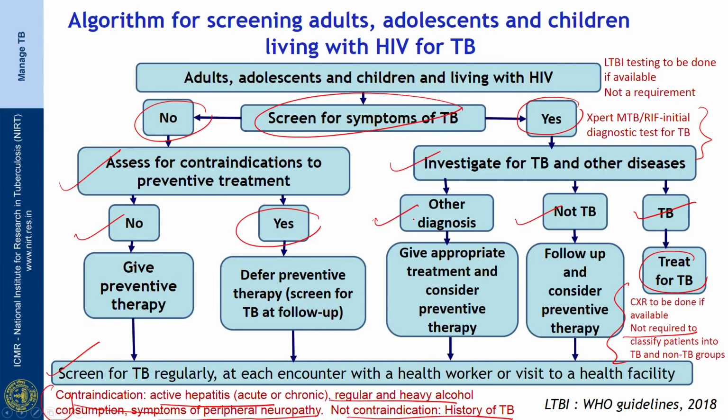If there is other diagnosis established, you give appropriate treatment for that condition and then consider preventive therapy for TB in these patients. So, latent TB infection testing can be done if available. However, it is not a requirement to start preventive therapy in PLHIV.